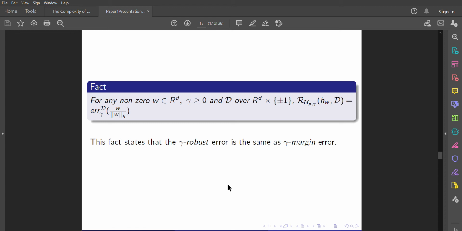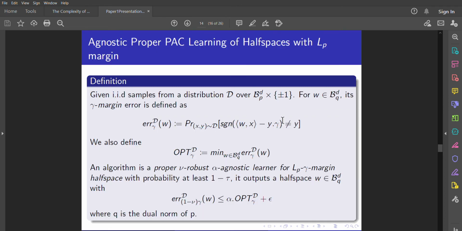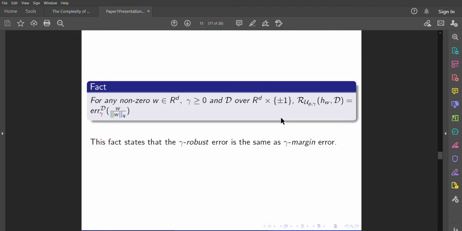Yeah, so now that we have translated or redefined the problem, before defining the contributions of the authors through this paper, let's go over this quick fact, which is something we've defined before. So from agnostic proper PAC learning of half spaces with LP margin, we're just showing that the robust risk of gamma margin is the same as the gamma margin error. So the gamma robust error is the same as the gamma margin error.